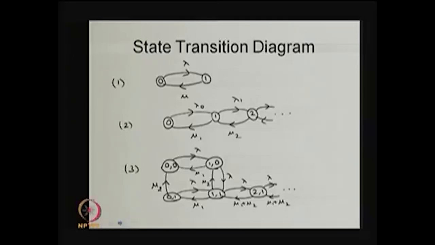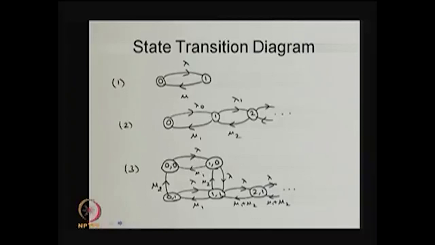Since it is a two state chain, over time the system will be in the state 0 or 1, and you can classify the states the way we have discussed in the discrete time Markov chain. Since both the states are accessible from each other, both the states are communicating with each other. Therefore, this is an irreducible Markov chain.